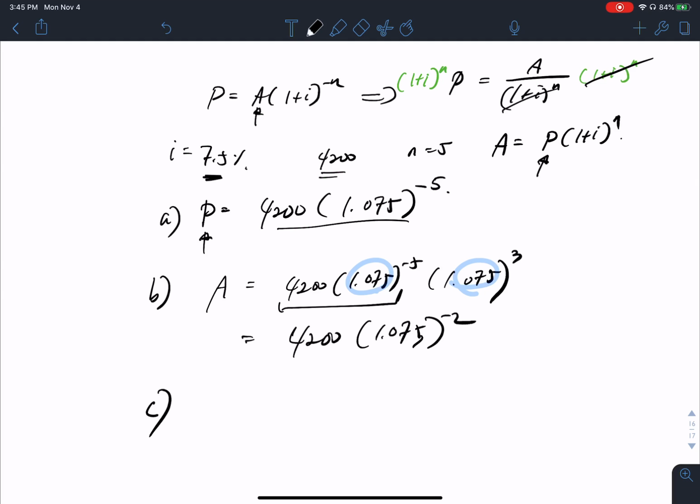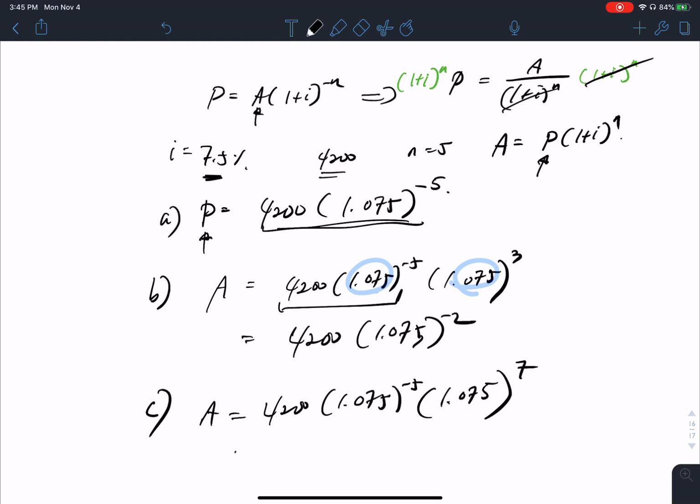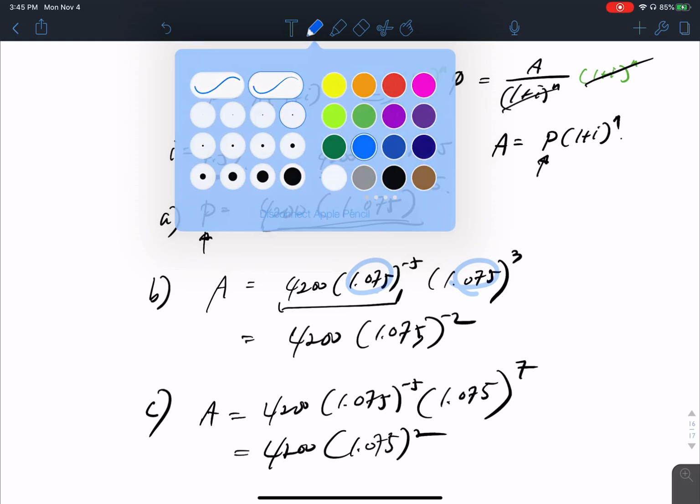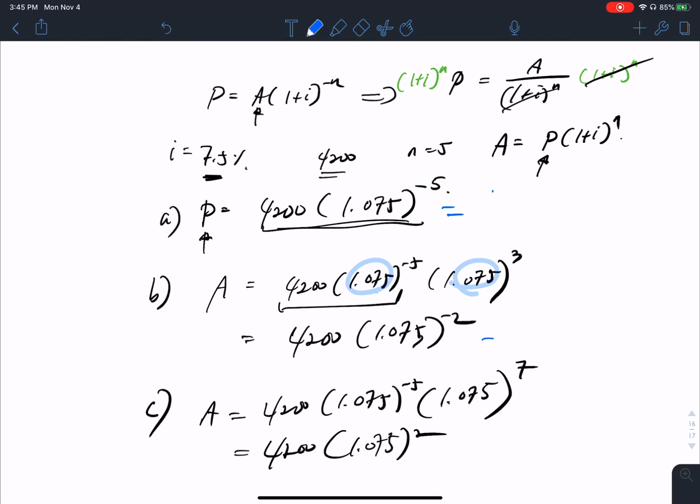How much will the account be in 2 years from now? So that's when N is equal to 7. Okay, so the principal is right here again, times 1.075 when N is 7. So this is 4,200 times 1.075 to the power of 2. All right, so now we need to punch in the calculator and get all of these values.